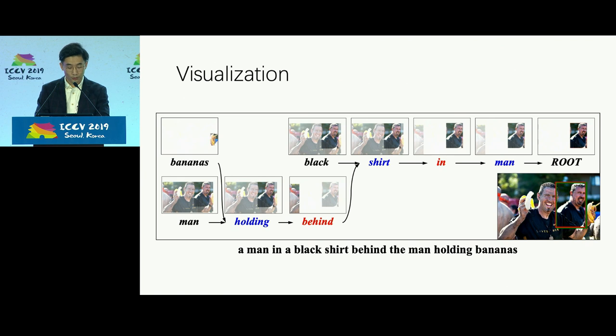Here is a visualization example of our model. We can find that our model provides the reasoning process in great detail and is explainable to human beings. For example, our model successfully detects the bananas, the man holding bananas, and the target man behind. We can also find that attention maps become sharper, indicating the confidence of our model becomes stronger.